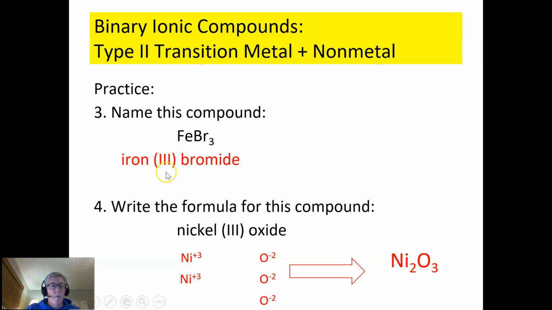So make sure you put the Roman numeral in the name when you have a transition metal. All right, number 4, nickel, Roman numeral 3, means it has a +3 charge. Oxygen as an ion has a -2 charge. So again, these ionic compounds, you got to balance the charges. So I need 3 oxygens that add up to a -6 to balance the charges with 2 nickels that add up to a +6. So my formula would have 2 nickels and 3 oxygens. So nickel with a little 2, oxygen, subscript 3.